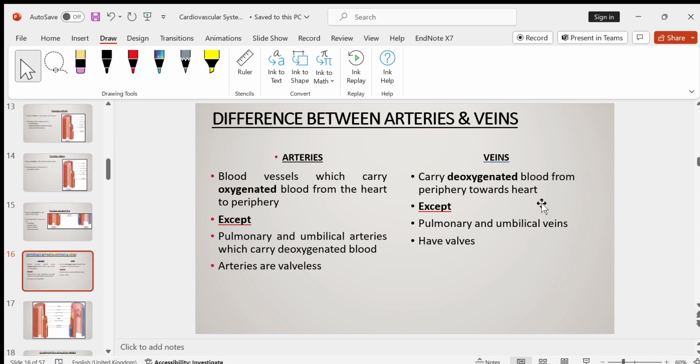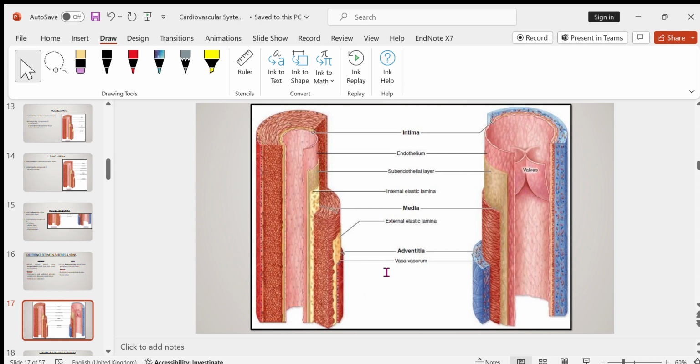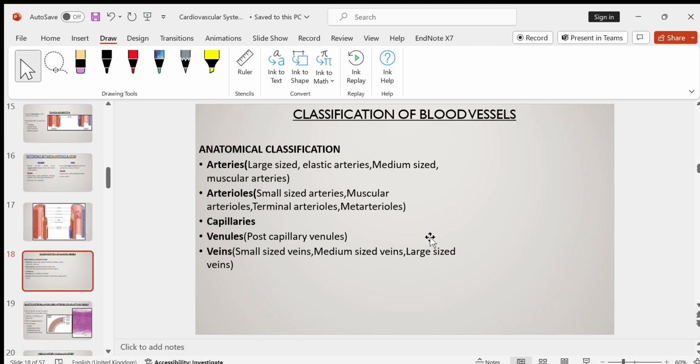Now, the major differences between arteries and veins are that the arteries have oxygenated blood, except for the pulmonary and umbilical arteries, which carry deoxygenated blood. And the veins carry deoxygenated blood by default, except for the pulmonary and umbilical veins. The other difference is that arteries have no valves because the blood flows according to gravity, and the veins have valves because the blood has to flow back towards the heart against gravity, so the valves prevent the backflow of blood. In this picture we can see the three layers comprising the vessels: the intima, media, and the adventitia.